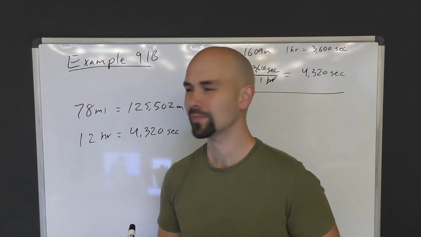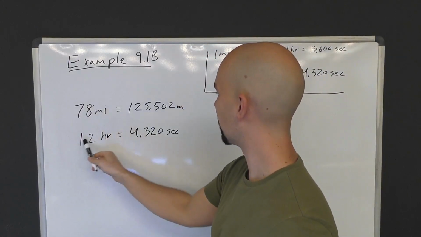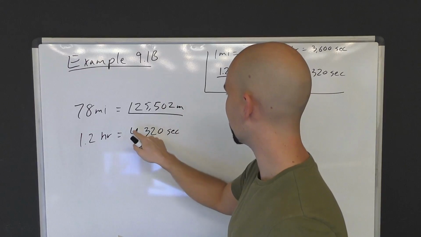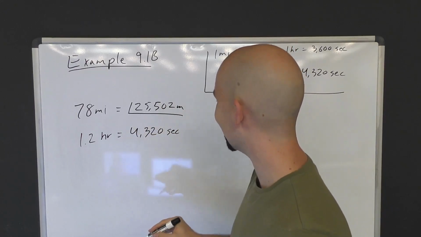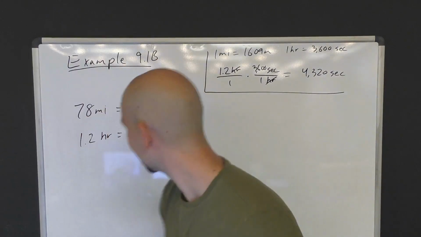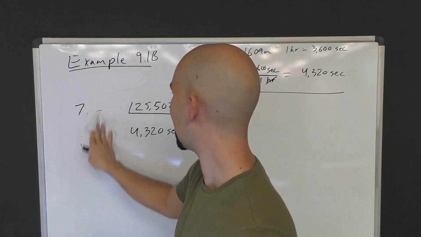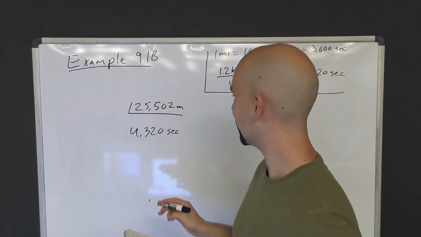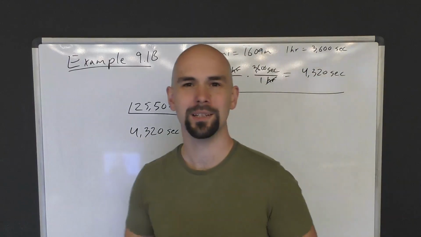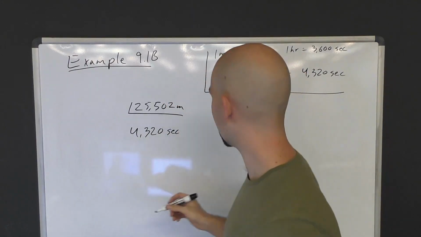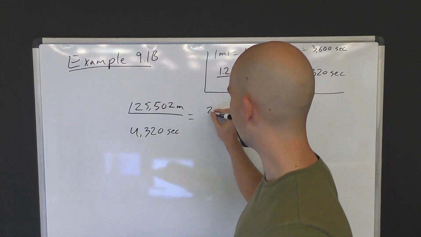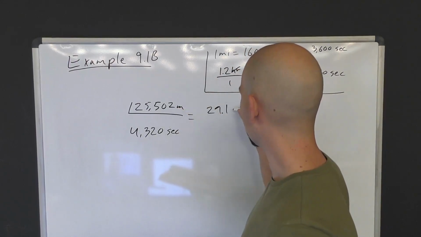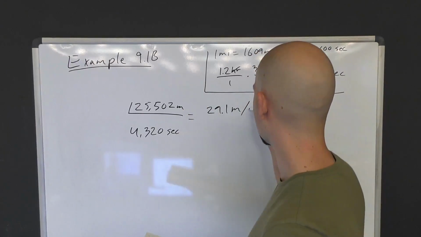All right, so now our 78 miles per hour is 125,502 meters per this many seconds, 4,320. I don't really need my original information anymore. I can just divide and I'll have my answer. So what is 125,502 divided by 4,320? I'm glad I don't have to do this mentally. The answer is going to be those two divide out to 29.1. And I am left with a unit meter and second, meters and seconds.